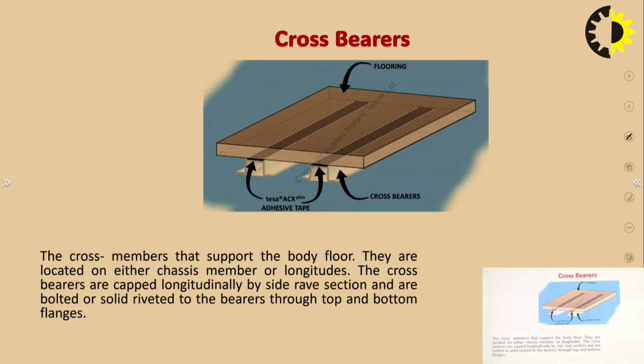This phenomenon, the ground clearance, makes the vehicle stable. It also reduces drag and other resistive forces which can reduce the speed or which can lift the car. Another thing is the cross bearer. The cross bearer is the member that supports the body floor of a car, a truck, or a bus. They are located on either the chassis member or the longitude.